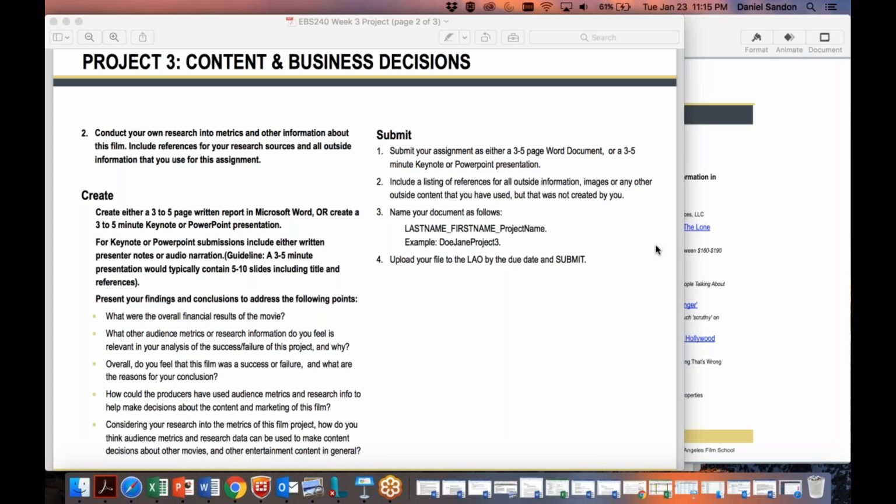Present your findings and conclusions to address the following points. Sorry for the dogs barking. What were the overall financial results of the movie? Now, as I said before, we've given you a start on this. We gave you a couple of data points on this, but it's really not the whole story. So you're going to have to find bigger, more complete overall financial results of the movie and report that here, including all revenue sources and overall costs.